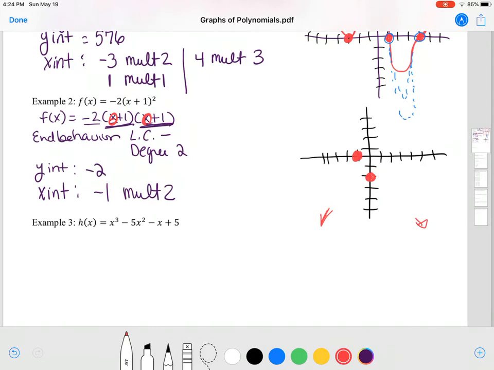And this is going to be my x-intercept. So it looks like with the x-intercept, because it's an even multiplicity, it's going to do a touch and turn. It's a multiplicity of 2, so it's going to do a touch and turn. It's going to cross through the y-axis, and then it's going to come back down here.